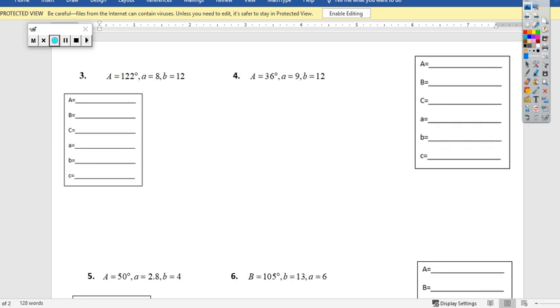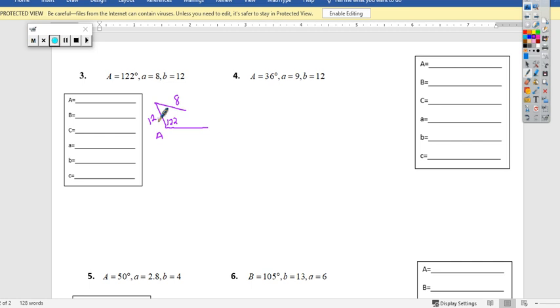A lot of the times, we're going to ask you to draw the triangle. Again, I always want the angle in this bottom left corner here. It's obtuse, so I'm going to draw it as an obtuse. That's angle A at 122. Side A is across at 8. And we're always going to put that third side over here.